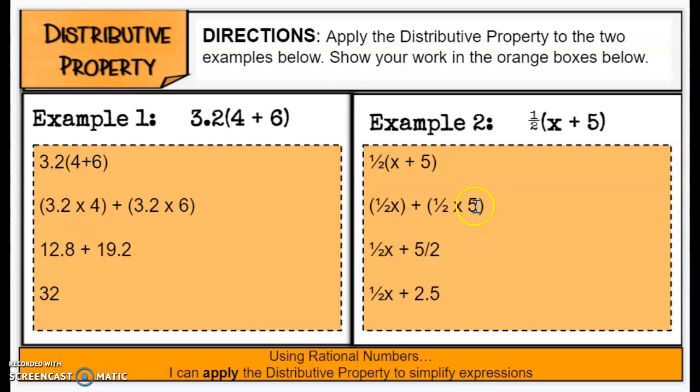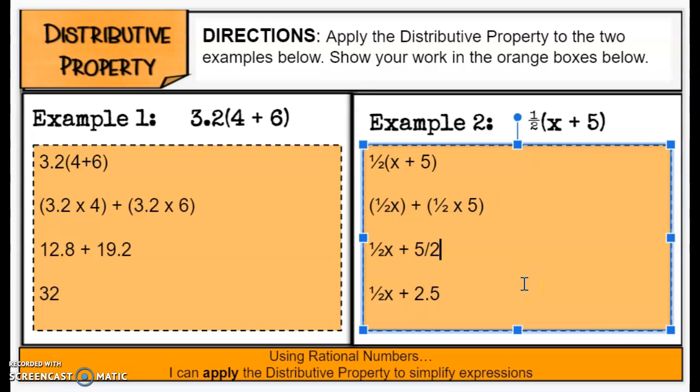If you're unsure where I got the 5/2, when you multiply a whole number by a fraction, you have to put that whole number over 1. And then you multiply the top numbers. 5 times 1 equals 5. 2 times 1 equals 2. That's where that came from.